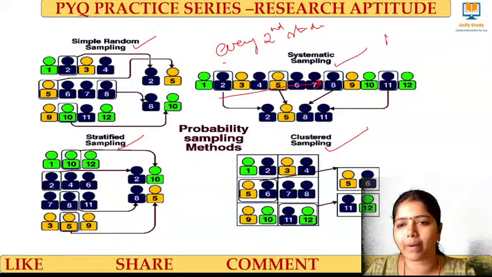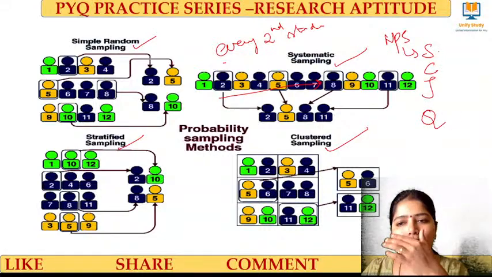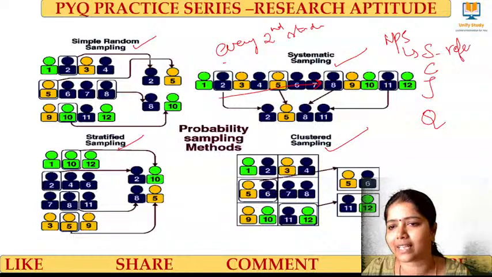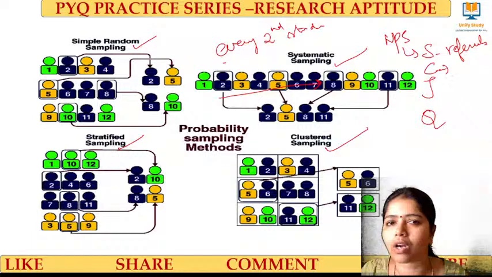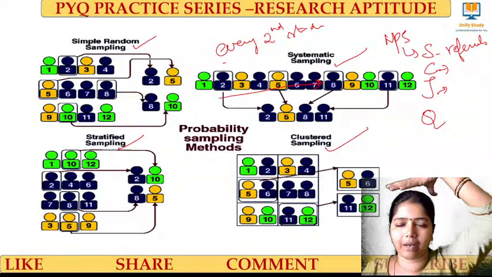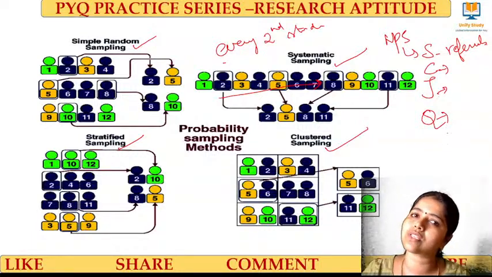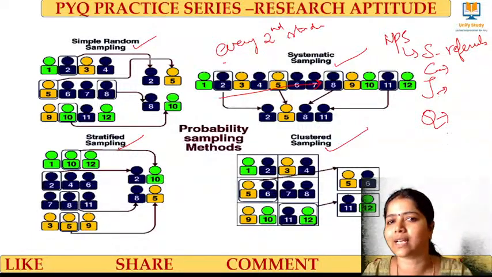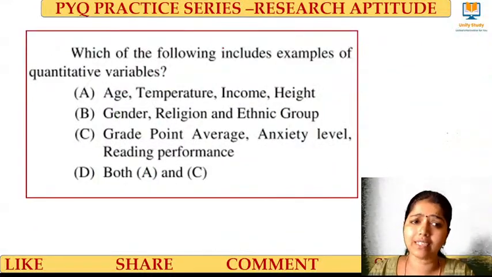Similarly, we have non-probabilistic sampling. What are the non-probabilistic sampling methods? Snowball, convenience, judgment, and quota. Snowball means referrals, that is, we refer people to collect data. Convenience means based on the convenience of the researcher, he will do the research. Judgment means the researcher has one mindset, and with that mindset he will do the research. Quota means similarly getting the sample sets based on a quota. Okay, right. Next one. This is very important.